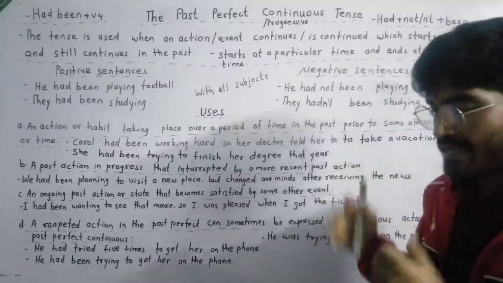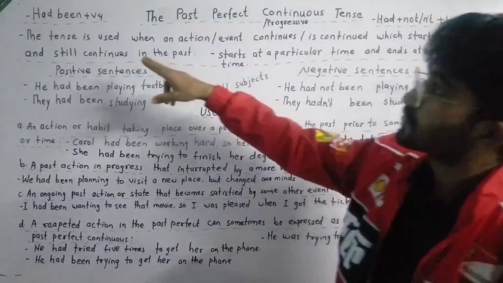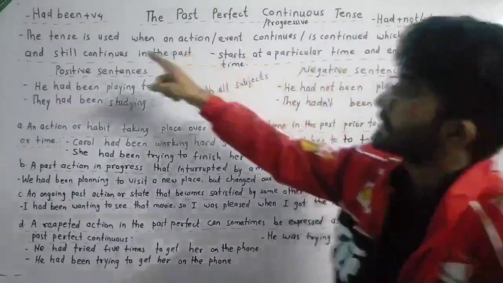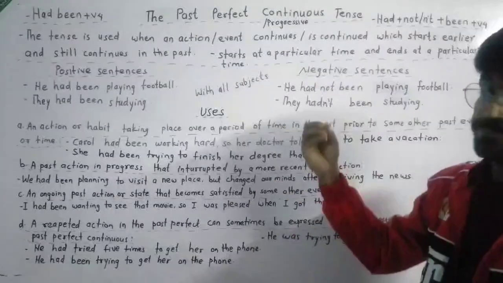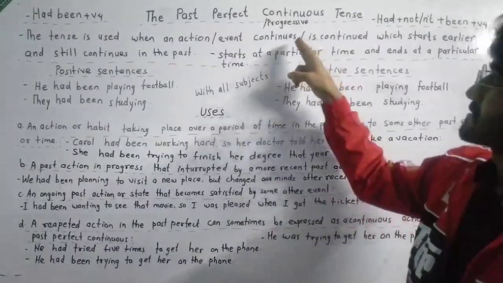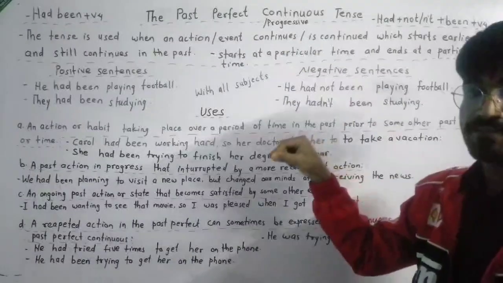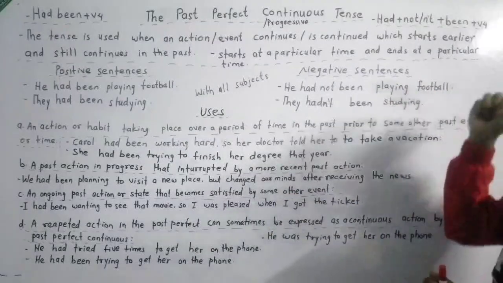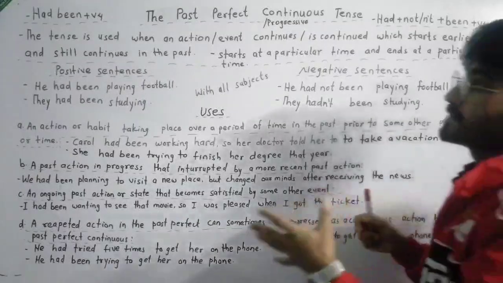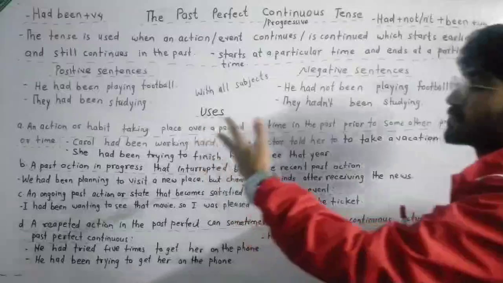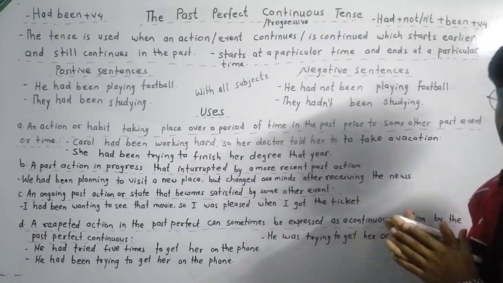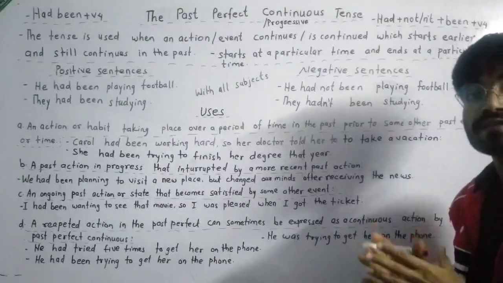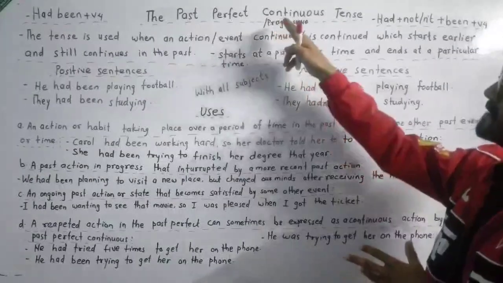Let's go through the definition I have written here. While defining, there might be multiple ways. Simply speaking, the past perfect continuous tense, or the past perfect progressive tense, is used when an action or event continues, which started earlier and is still going on at a certain point in the past. At that time we can use this tense.